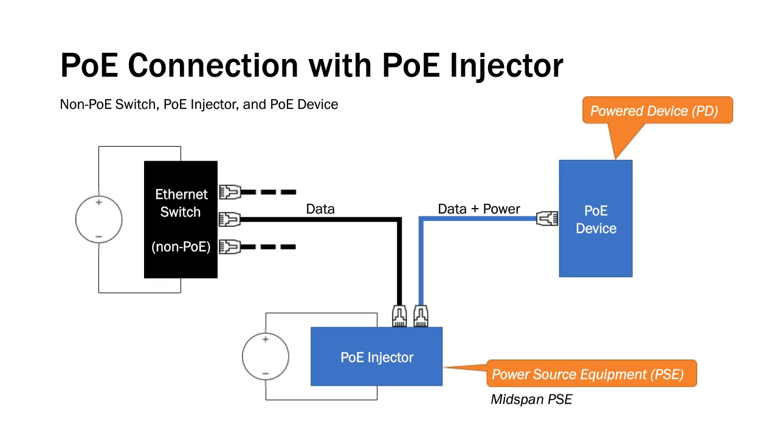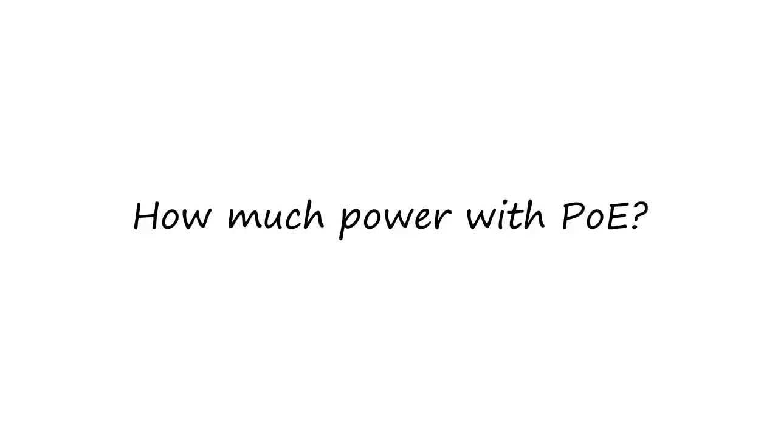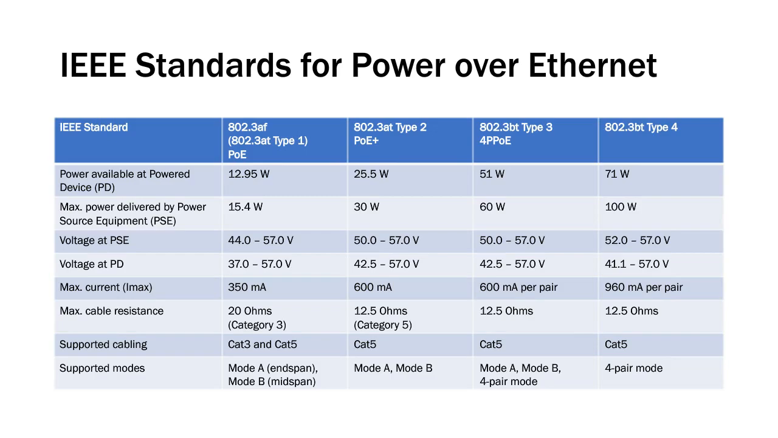So the next question is, how much power can we get with PoE? We know that we can connect all these devices with it. How much power can we actually use? This slide shows the IEEE standards for power over Ethernet. And you can see in this table that there are 4 main types of PoE currently in the standard. The first one is what's referred to as type 1, or just plain old vanilla PoE.